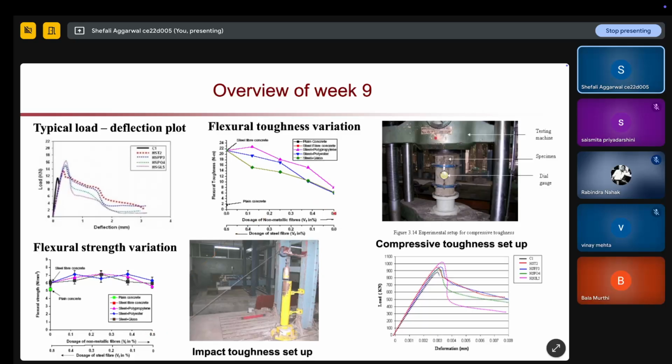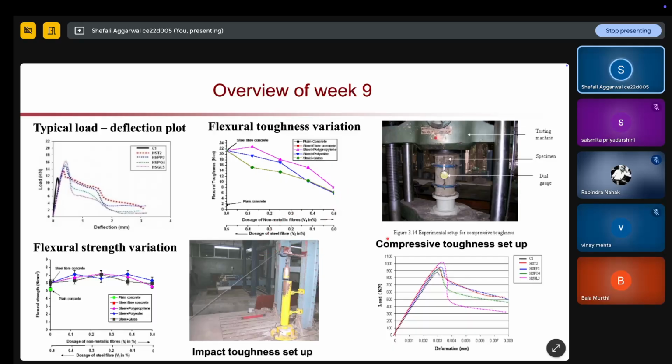Other thing is how your flexure toughness varies. So what was the toughness? Toughness is area under the curve. So if you see here, your plain concrete is failing here itself, so area under the curve is very low, so your toughness value will be very low in this case. But with different fibers your area under the curve is very high, you have a good post peak behavior, right? So your initial value itself will be very high. However, if you are increasing your non-metallic fiber dosages or decreasing your steel fiber dosages, your flexure toughness will start decreasing.